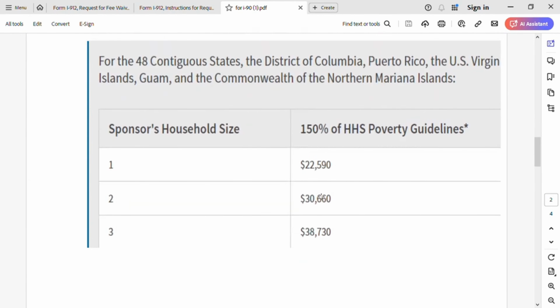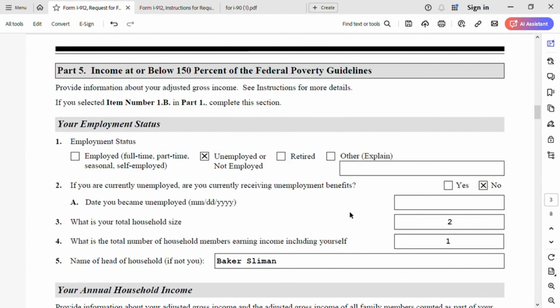For two people, if you make less than 30,660, you are eligible. But in her case, she is eligible because she doesn't work, and her spouse doesn't make enough money as well. So her employment status, she is not employed. If you are currently unemployed, are you currently receiving unemployment benefit? No. If you select yes right here, they're gonna give you the date. But in my case, no, you cannot type anything right here because you are not receiving unemployment benefit.